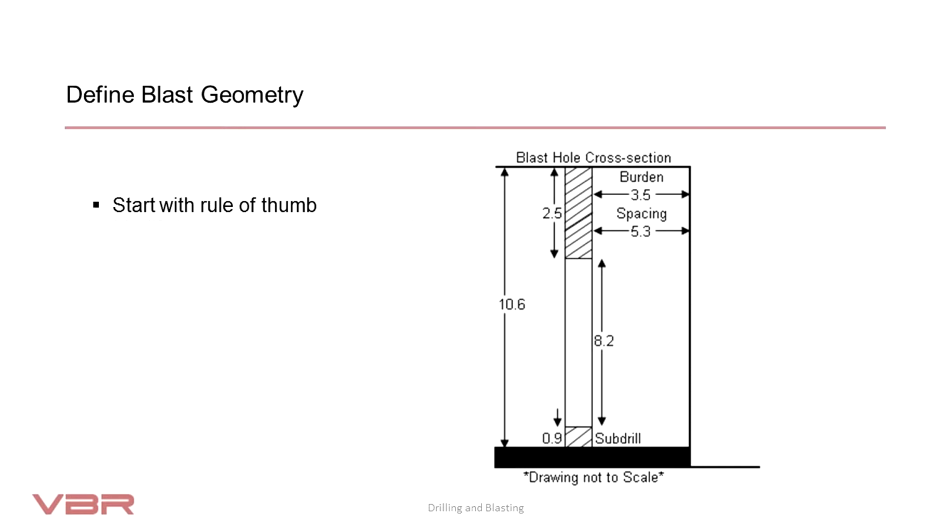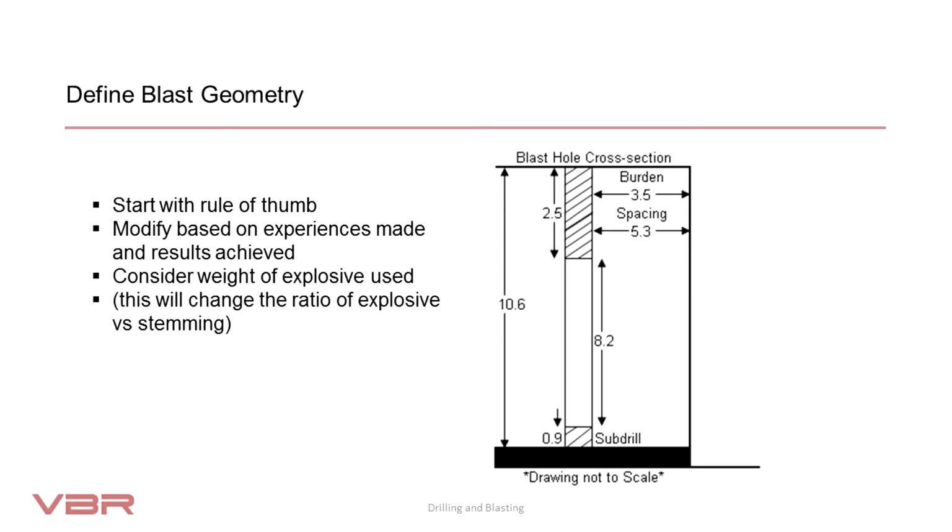Start with rule of thumb, modify based on experiences made and results achieved, and consider the weight of explosive used. This will change the ratio of explosive versus stemming. Average powder factor for limestone is 0.22 kg per ton. This value is key information to calculate how much explosive will be needed for your next blasting project.